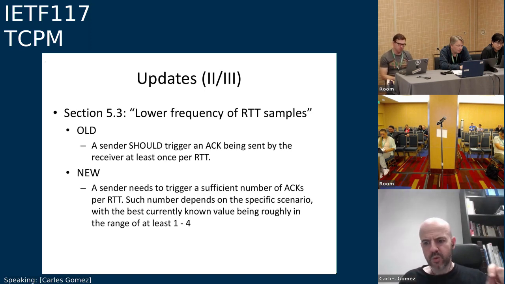Then what we did in 02 is an attempt to summarize the discussion that happened in Yokohama in the QUIC working group in this regard. So the new text tries to be a summary of that and has no normative language. The new text reads as: sender needs to trigger a sufficient number of ACKs per RTT. So its number depends on the specific scenario, with the best currently known value being roughly in the range of at least 1 to 4. So again, this is tentative. And any feedback on how we could best address this topic would be also very welcome.